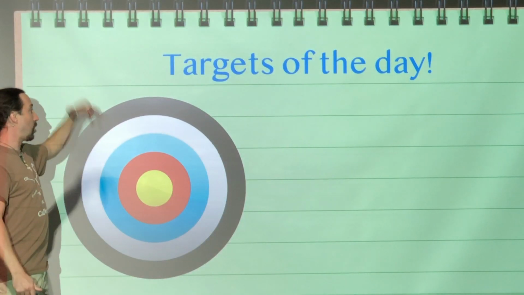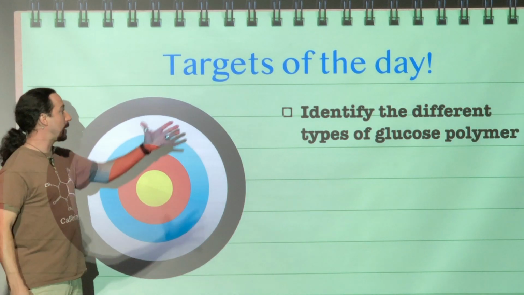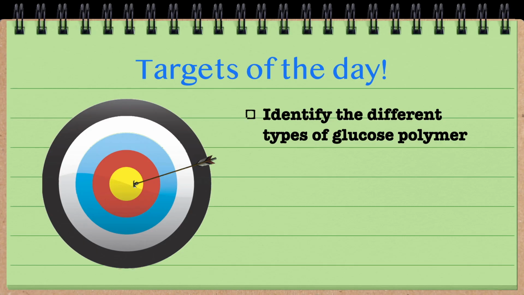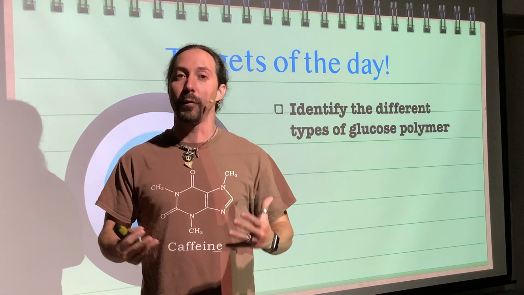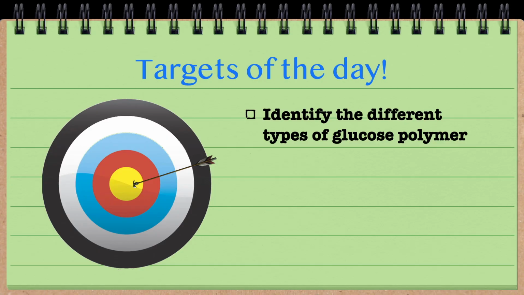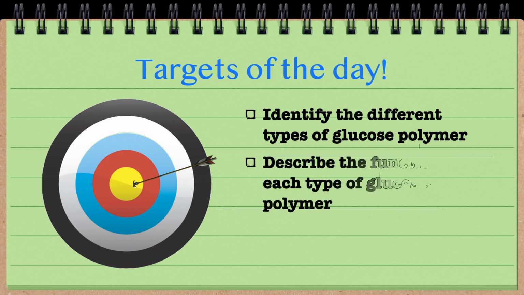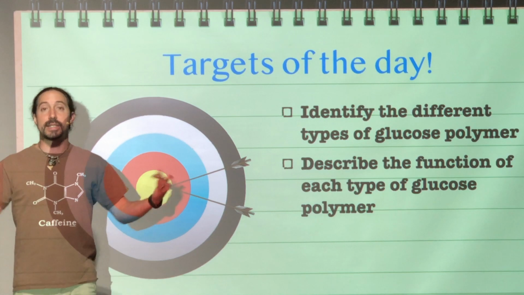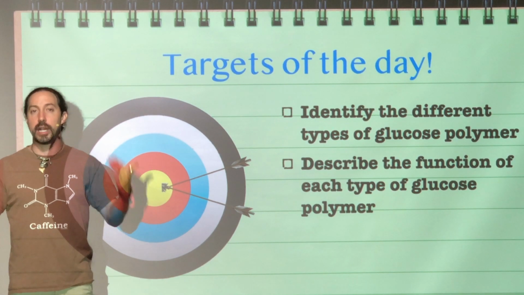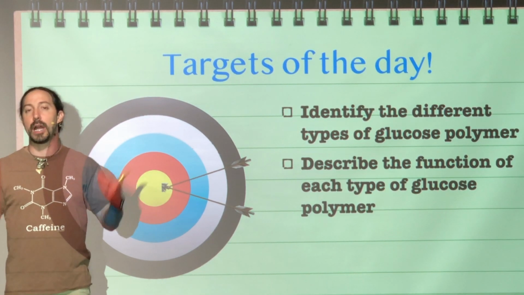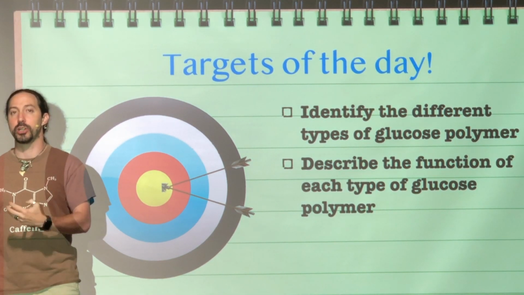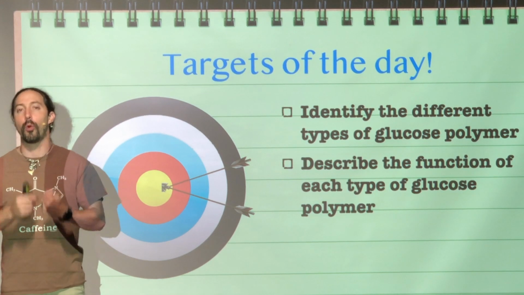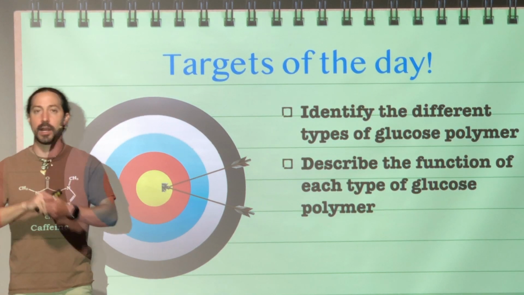So here we go, targets of the day. First is identify the different types of glucose polymers. So even though we're only using one monomer, it can form different types of polymers. Next, we're going to look at the different functions of each of those glucose polymers, because since all of these glucose polymers have a different shape, that means they are all going to have a different function. Structure and function always go hand in hand in biology.